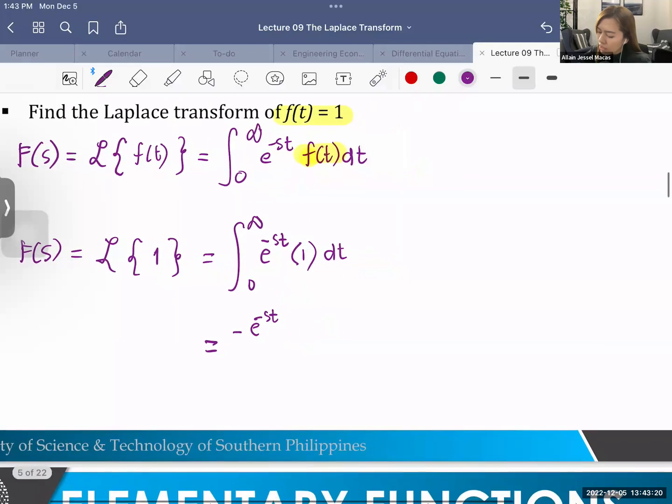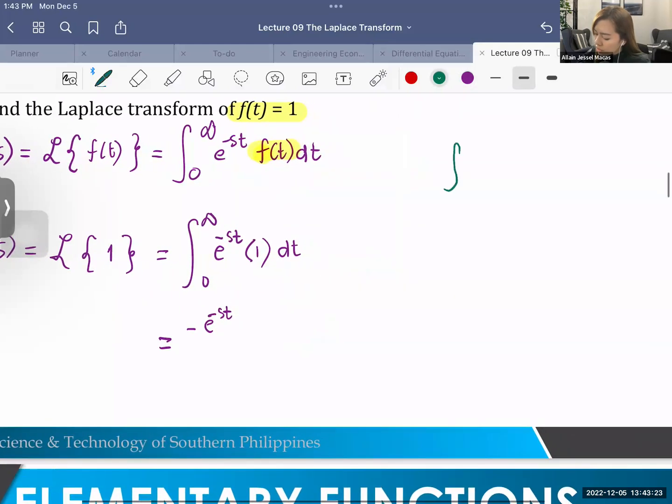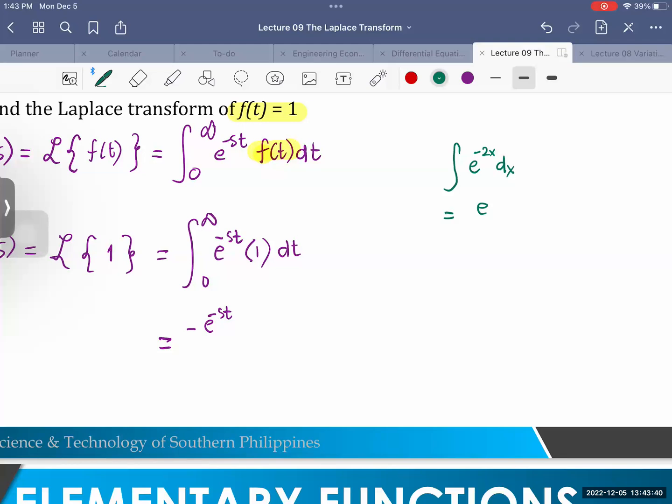Just a note: if you want to get the integral of e to the negative 2x dx, what is the value? Did you forget? That is negative e to the negative 2x over 2. It's not just over 2; it should be negative, because the negative 2 is the coefficient of your negative 2x. We divide by the coefficient, class.